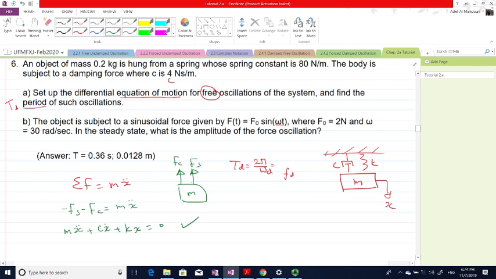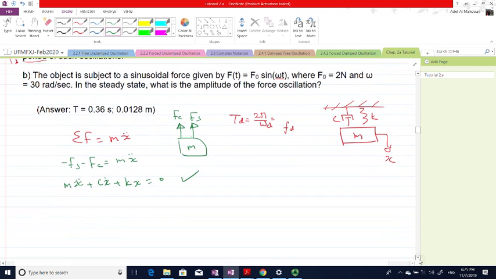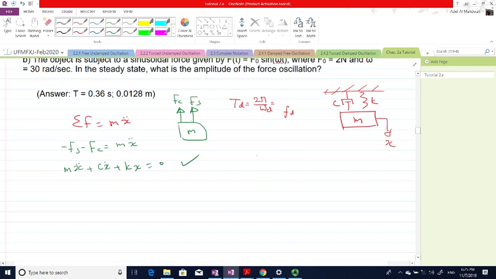What about the second part? How can you find Td? We need Td, the damped period. Before we find the damped period, we already have C, which is 4 Newton second per meter. And we can find omega naught. What's omega naught?